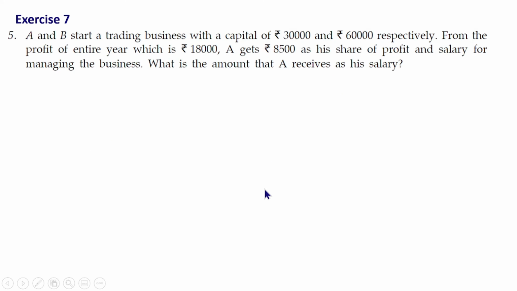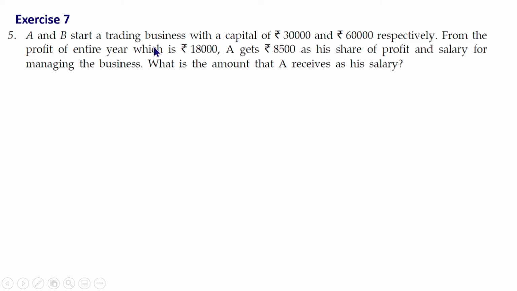Next question, A and B start a trading business with a capital of rupees 30,000 and rupees 60,000 respectively. From the profit of entire year, which is rupees 18,000, A gets 8,500 as his share of profit and salary for managing the business. What is the amount that A receives as his salary?